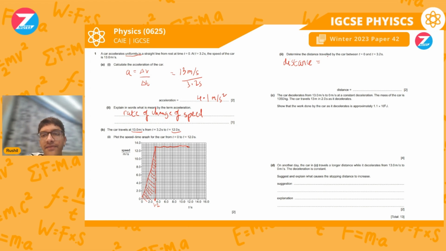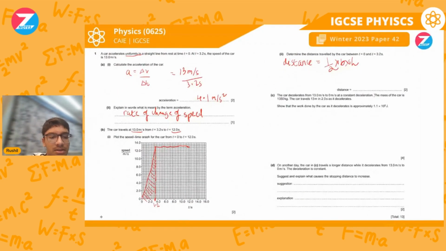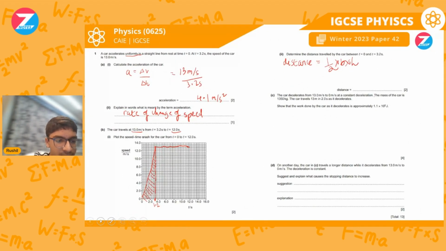So this is the area of the triangle. It's going to be half times base times height, which is going to be half times here, the base is 3.2 and the height is 13. So the answer of this one should be 20.8 or just 21 meters.